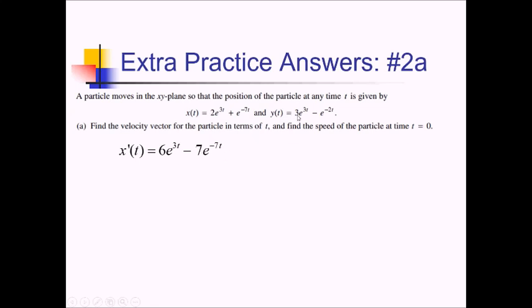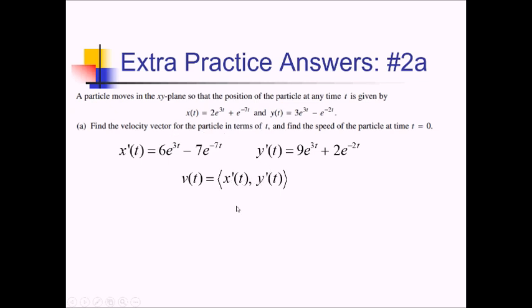For y prime, more of the same with these chain rules. This is going to be 9e to the 3t. And now we have a minus minus, so this is going to be plus 2e to the negative 2t. So for the velocity vector, we actually have to write it out as a vector. I'm just going to write brackets x prime of t, comma y prime of t. I mean, we've already defined what x prime and y prime are, so there you go.